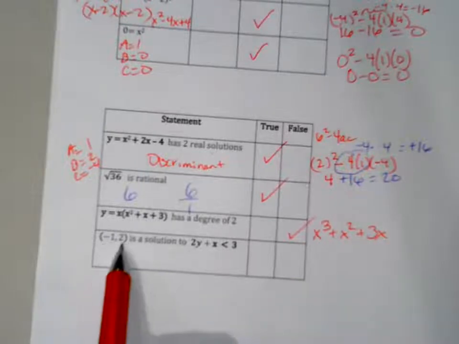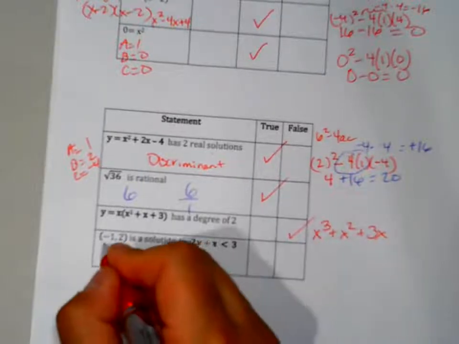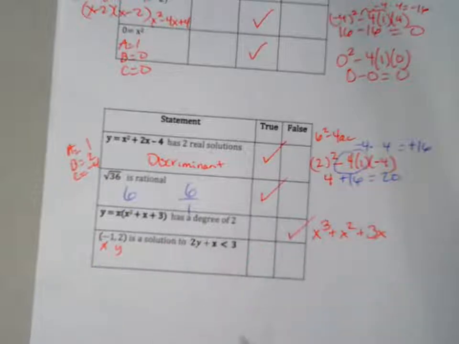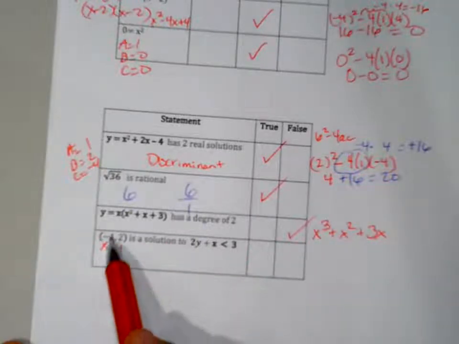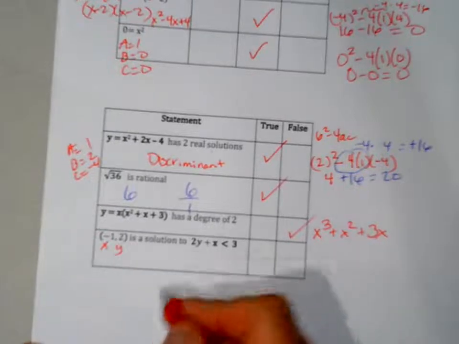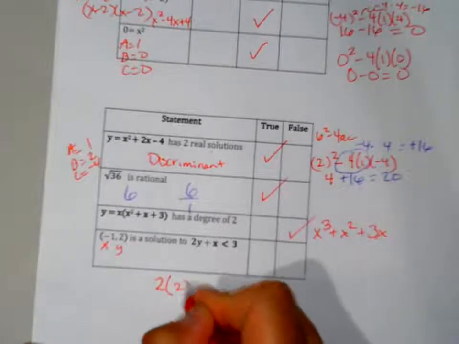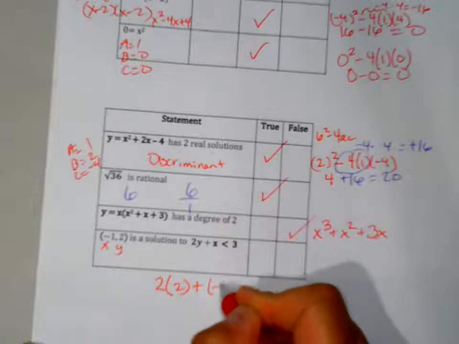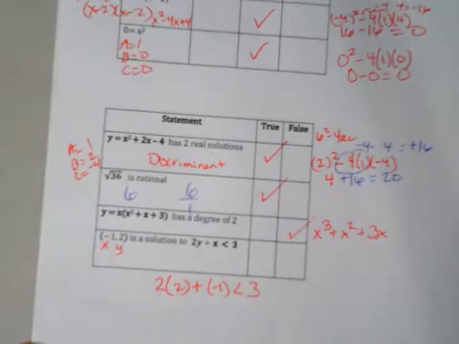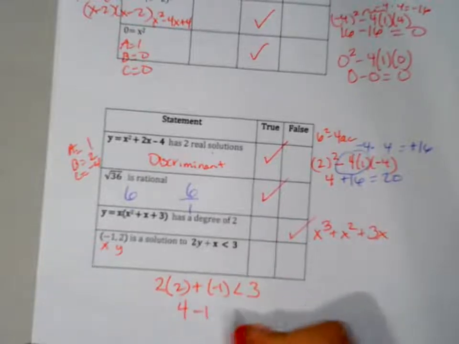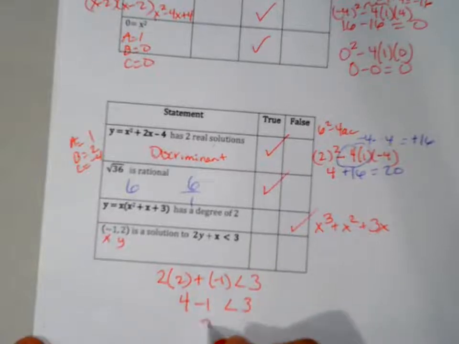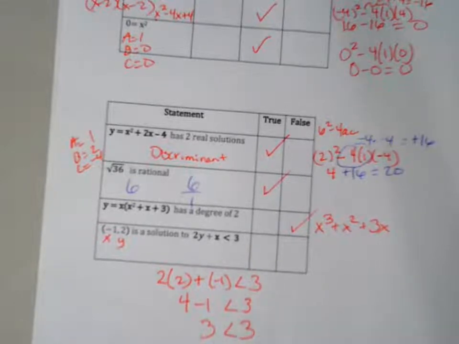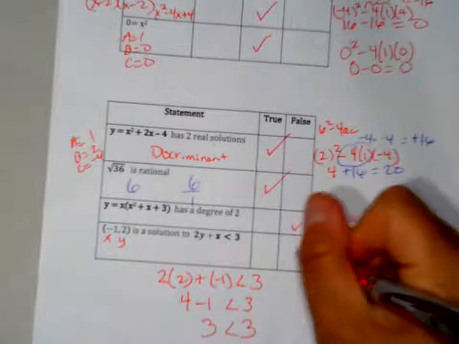And then, negative 1, 2 is a solution. The only way to look at that is literally to plug it in and try. So we plug in negative 1 for x, 2 for y. So I'm going to have 2 times 2 plus a negative 1 is less than 3. 4 minus 1 is less than 3. 3 is less than 3. Not true. Okay, so this guy right here is false.